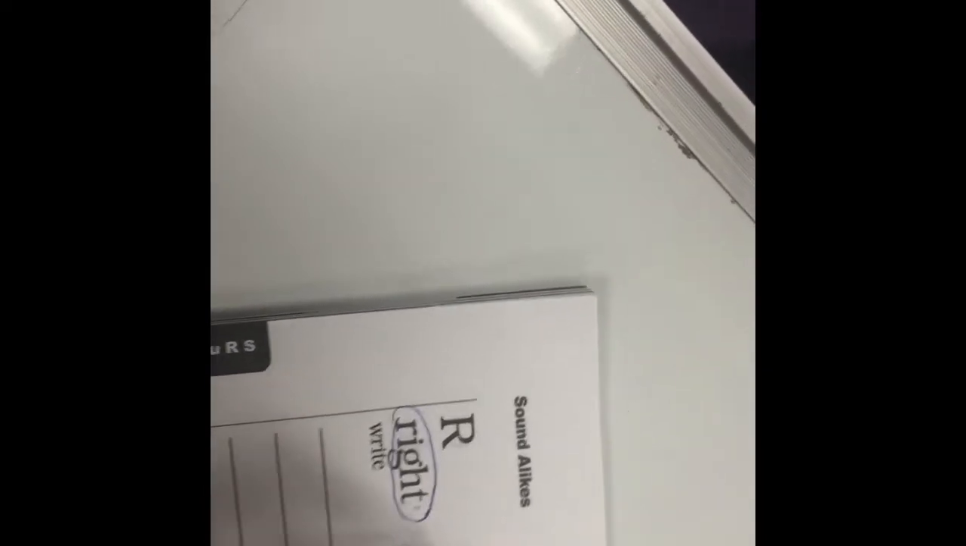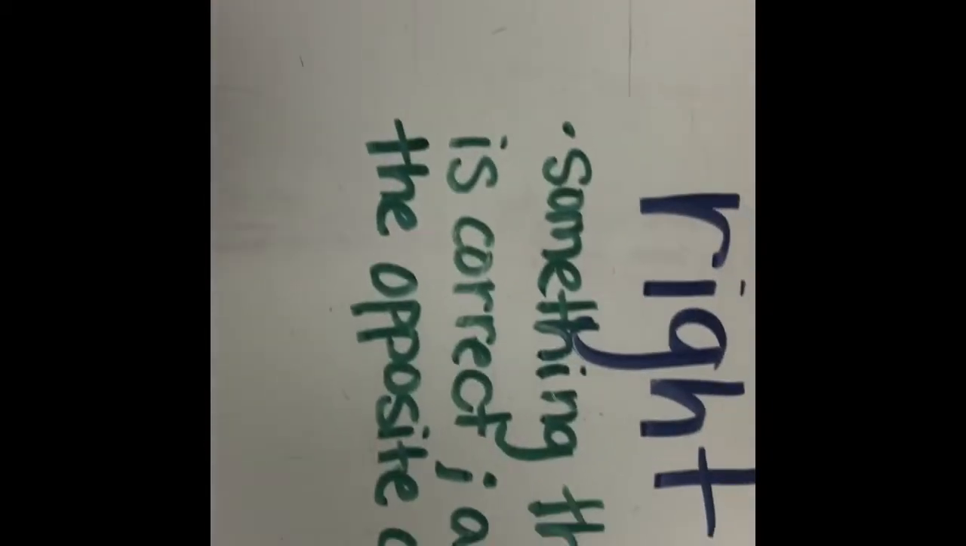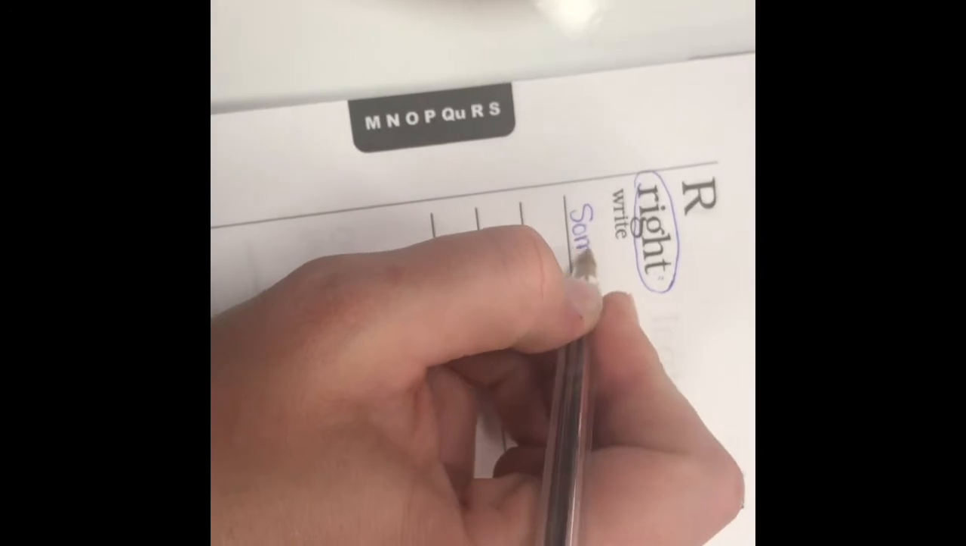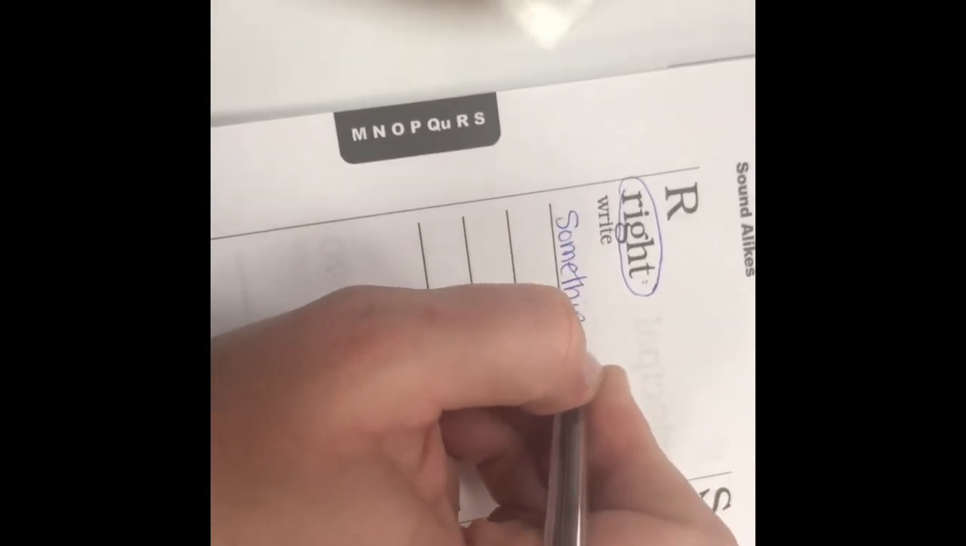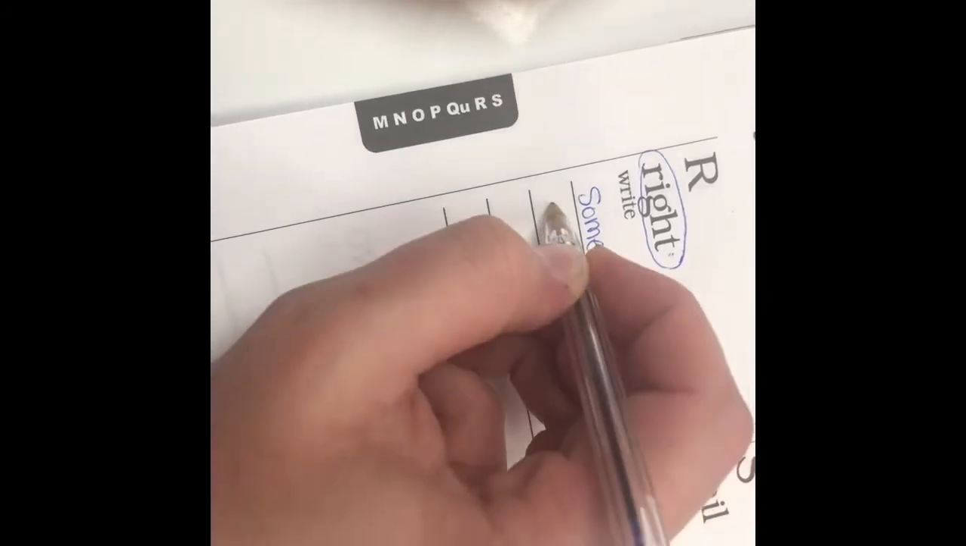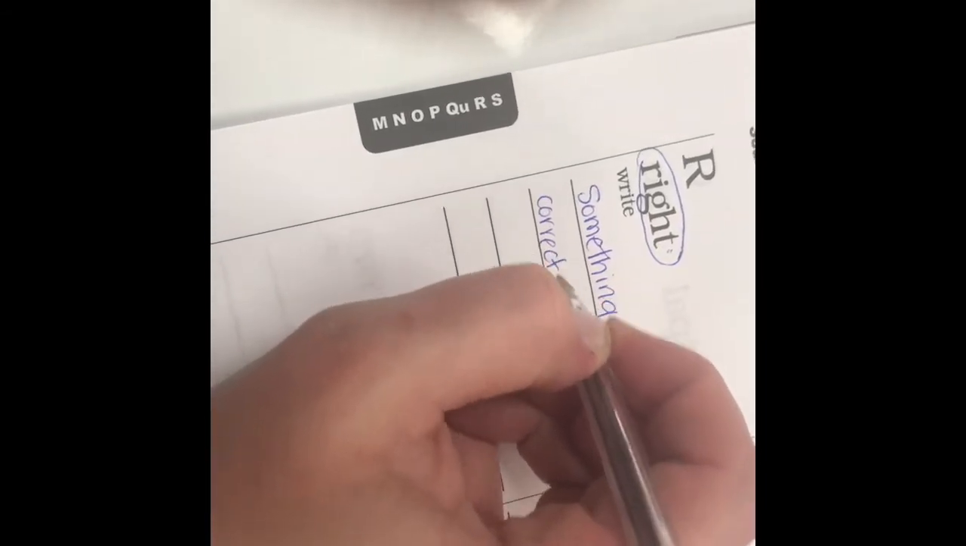Okay, so right here, they have this big one. See how this one's bigger? So we're gonna write the definition for this word. And we have right here, right is something that is correct, also the opposite of left. We're gonna write exactly that. So we're gonna write something that is correct. Remember, this is on page 104.